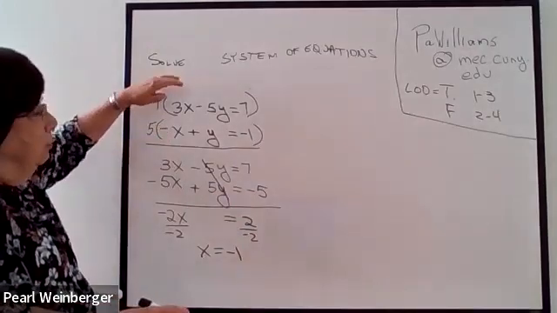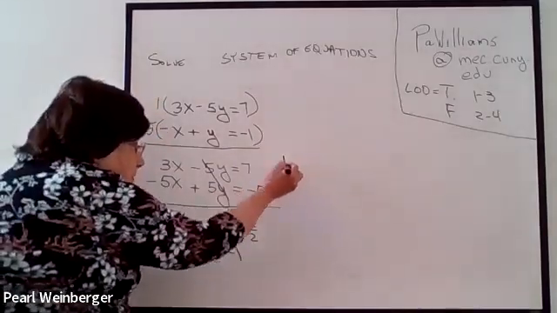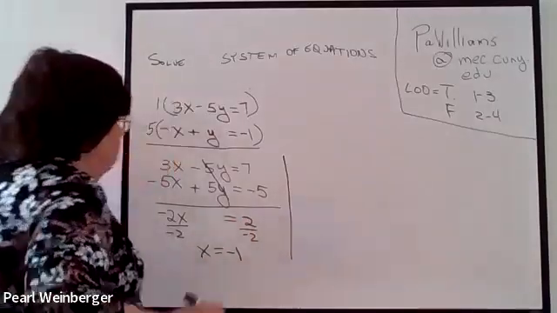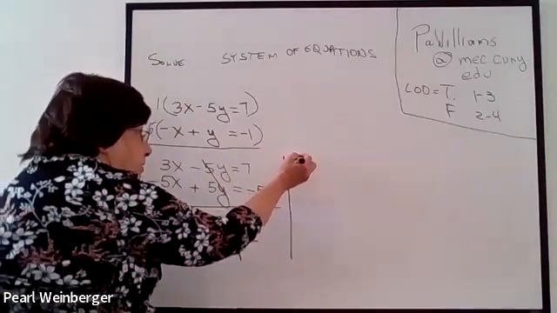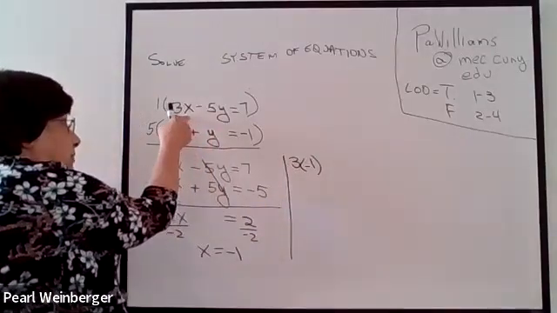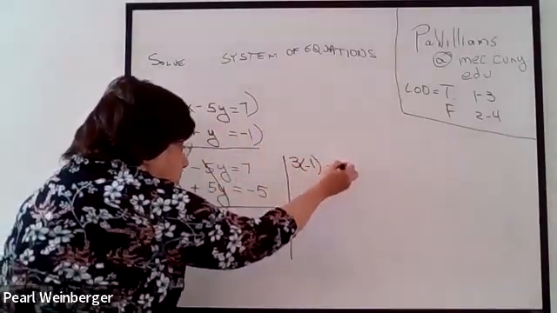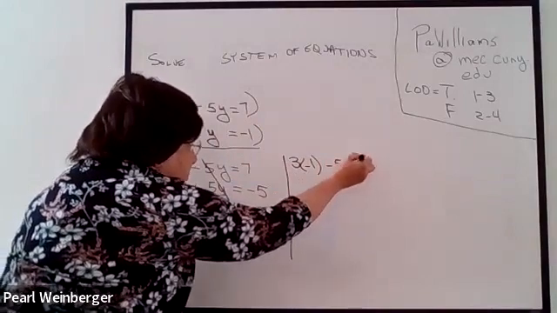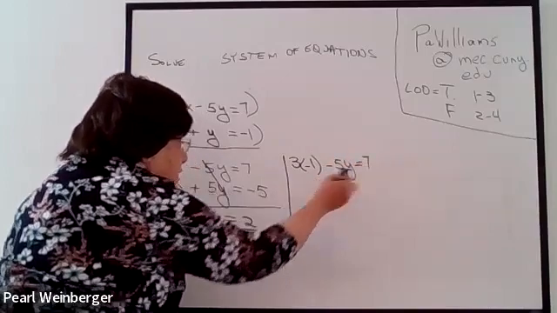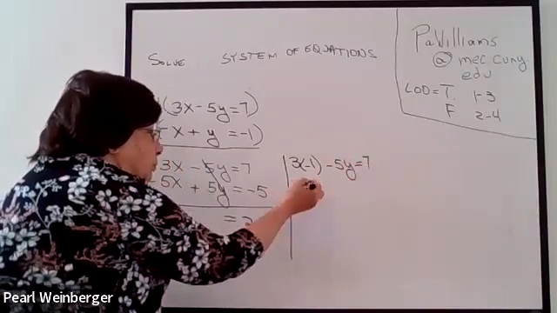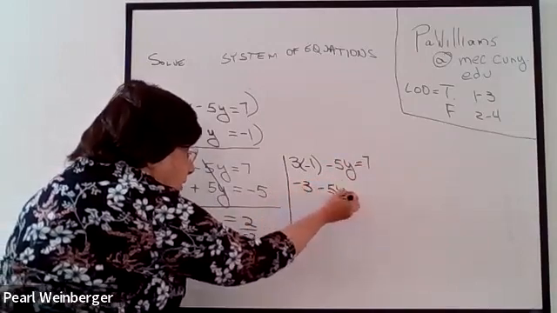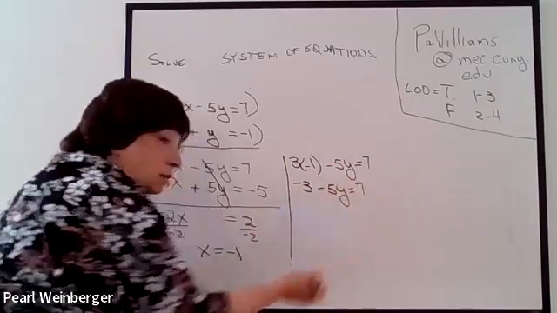Again, I go to the first equation, though sometimes the second one looks easier, and I might use the second one instead. Using the first equation and replacing the x now by negative 1, because I now know that x equals negative 1, this will give me 3 times negative 1 minus 5y equals 7. Now 3 times negative 1 is negative 3. So I have negative 3 minus 5y equals 7.